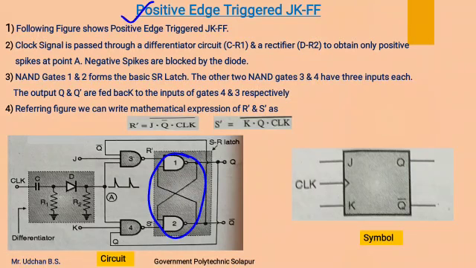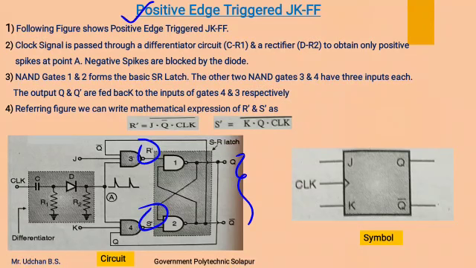This differential circuit, CR1, and a rectifier circuit, DR2, provide the positive spikes at point A, that is the clock input, and the negative spikes are blocked by the diode, which is forward biased. Now referring to this figure, we can write the mathematical expressions of R dash and S dash, by which we will come to know the outputs of the JK flip-flop.